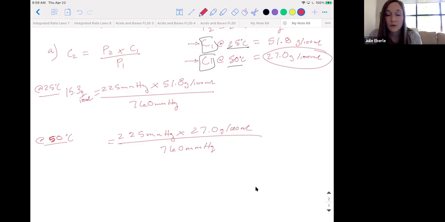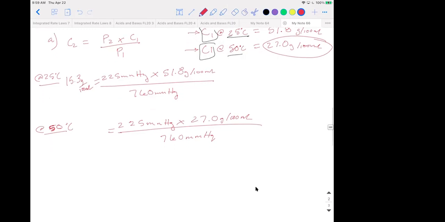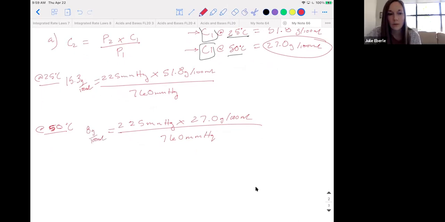Pressure has decreased, so solubility should decrease because they're proportional. As pressure decreases, solubility decreases. As pressure increases, solubility increases. That's all Henry's law. I got 8 grams. Okay. Let me know if you get something different. That's what Danielle got.